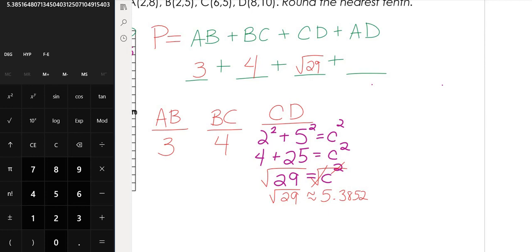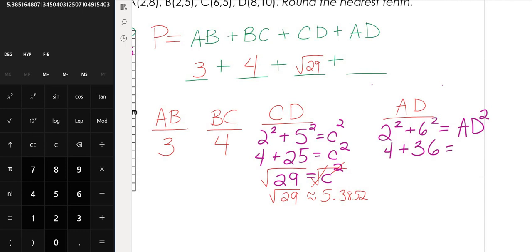Okay, go back to my space where I have some room to work. AD. We had 2 squared plus 6 squared. And you may have seen this before. Instead of writing C squared, which I absolutely can, I'm going to put AD squared, which is much more mathy, much more sophisticated. It's really that length squared, which I can call C, but AD is much more specific and accurate. Okay, 2 squared is 4 plus 36 equals AD squared.